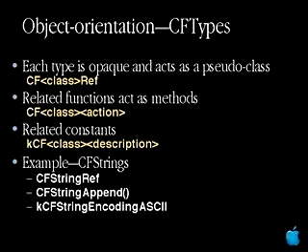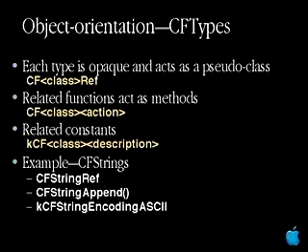So object orientation inside of Core Foundation focuses on CF types. And we try to make this as available as possible in the naming inside of Core Foundation. So each type is opaque and represents a pseudo class. And each such type is going to be named CF and then the class name, then Ref. The related functions, which are acting as methods on the class, will always be prefixed with the name of the class: CF, class name, and then an action describing what the function does. Related constants also are prefixed with the class name: k, CF, class, and then a descriptor.